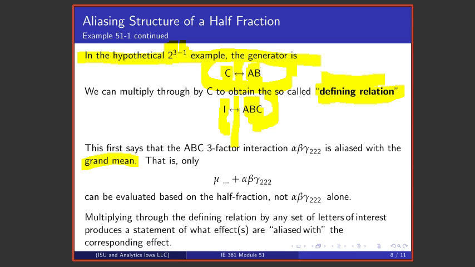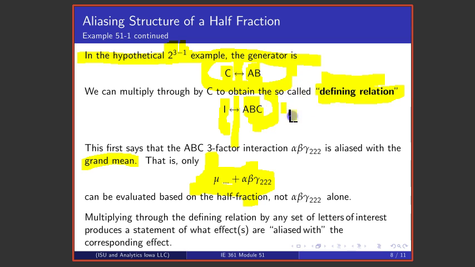Ultimately, what that says is that one can estimate, or one can learn from a half fraction only the grand mean plus the value of the ABC three-factor interaction. One cannot learn the grand mean alone, nor the ABC three-factor interaction alone. Those effects are aliased. They are confounded. They are absolutely inseparable. They're indistinguishable.